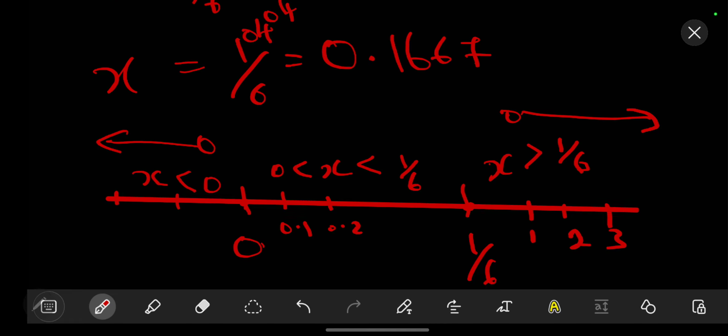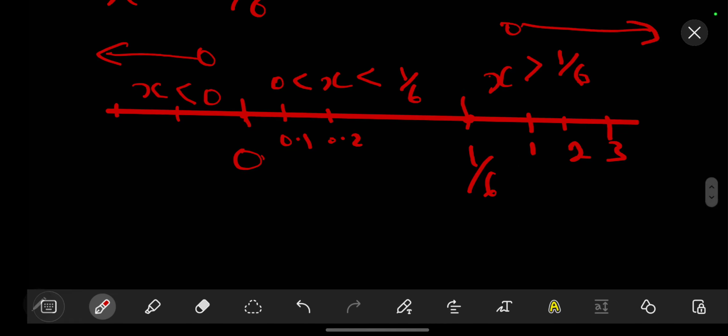Using this, we can now use the table which we were using in the previous video. If you haven't watched it, just comment so that I forward you the video.